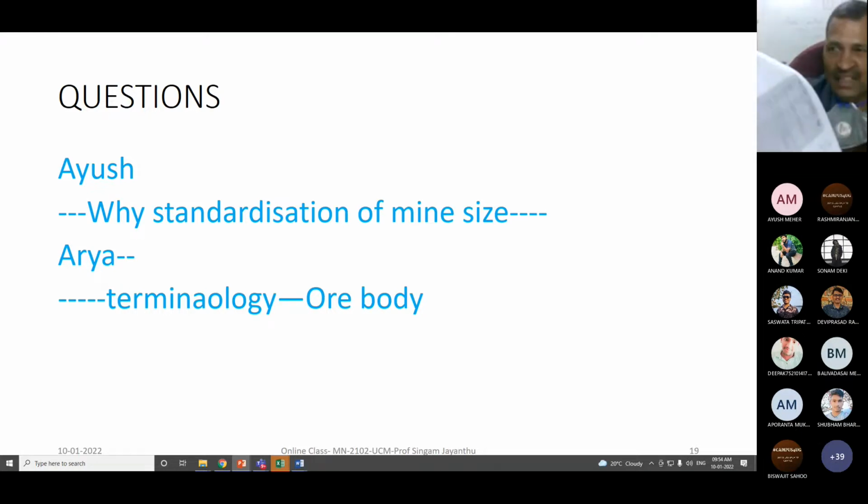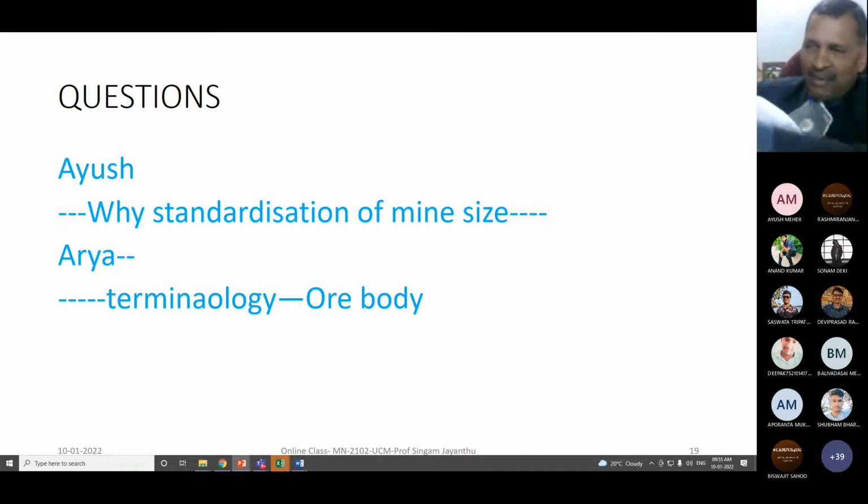And here, if it is exposed to the surface, outcropping at less depth, at 10 meters, 20 meters, 30 meters, I may be extracting this area by opencast mining. Or if it is at 100 meters here and at 600 meters there, I will select this as a different mine, and the other side of the fault as a different mine, right? So, these are some of the reasons why we standardize the mine size.